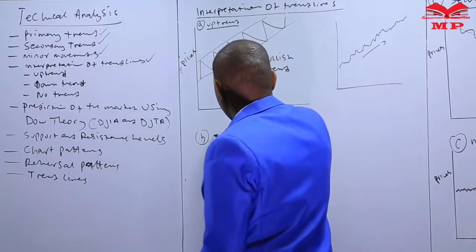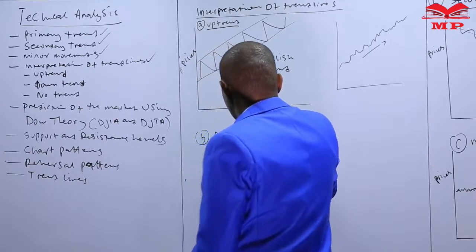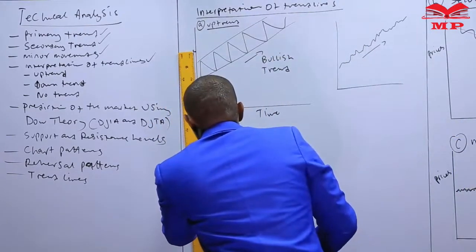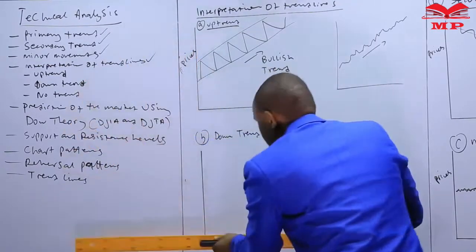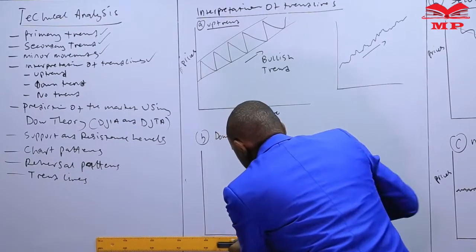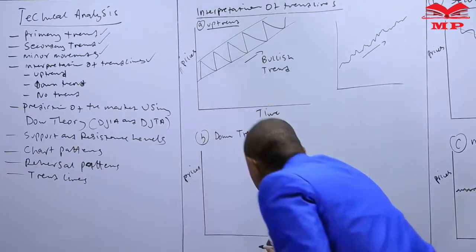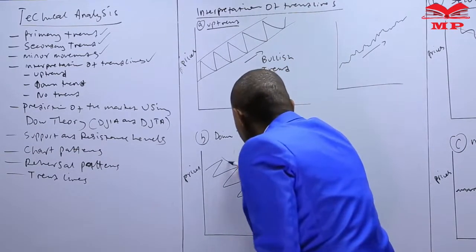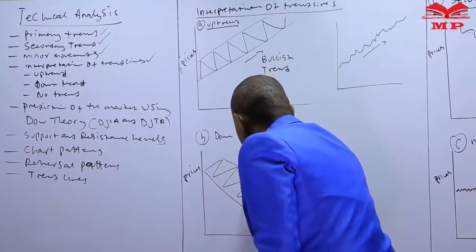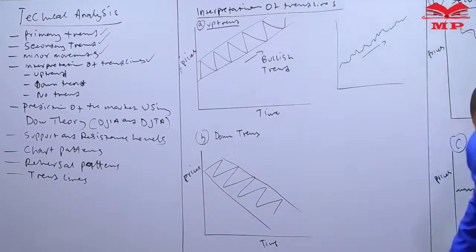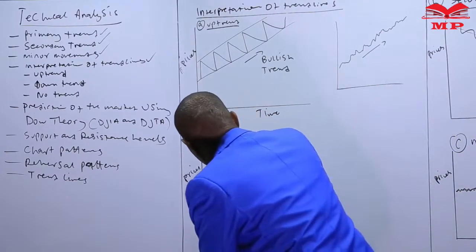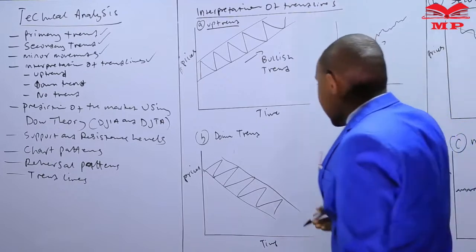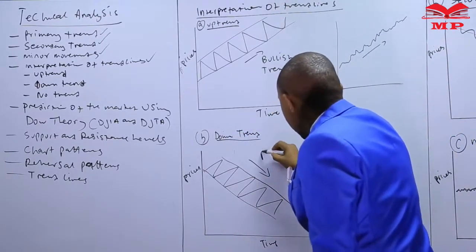B, we have downtrend, like that, and we draw a downtrend like so. This is prices, this is time. So a downtrend moves now the opposite, and then we can probably draw what we can call a channel like that. So that one is not very perfect. It's good to be perfect sometimes, not all the time, but you can try that. So that is a downtrend, what we can call bearish.